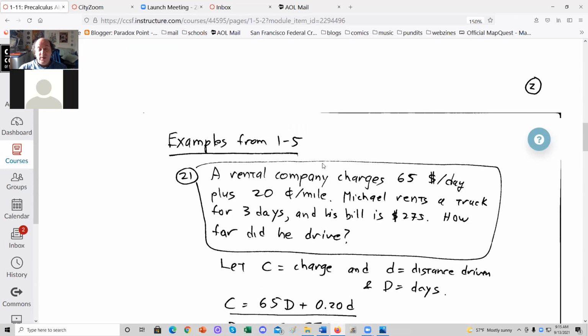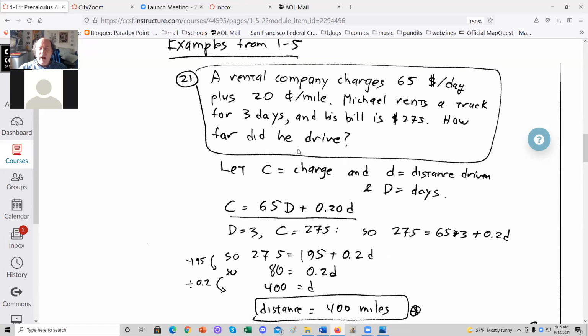So for example, from 1.5, here are some word problems. A rental company charges $65 per day plus 20 cents per mile. Michael rents a truck for 3 days and his bill is $275. How far did he drive? Okay, fine. How far? That's the unknown. C is the charge. That's what we're told about. And d, distance driven, is what's being asked for.